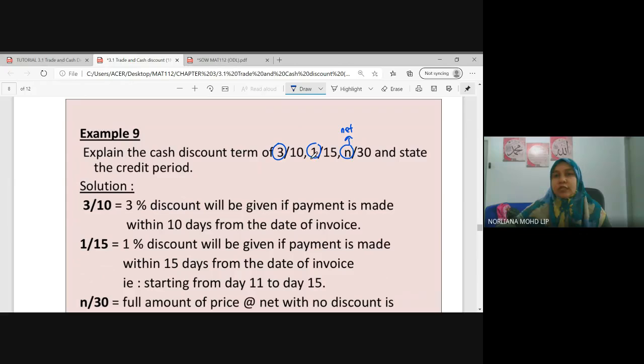The first number represents the percentage of discount, berapa persen discount. So 3 means 3%, and then 1 is 1%. So this is a 3% cash discount, and this is a 1% cash discount.